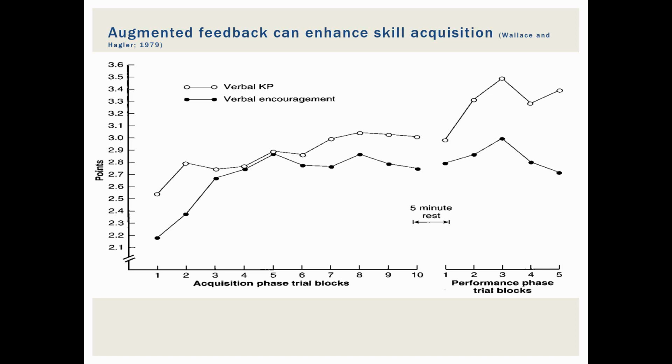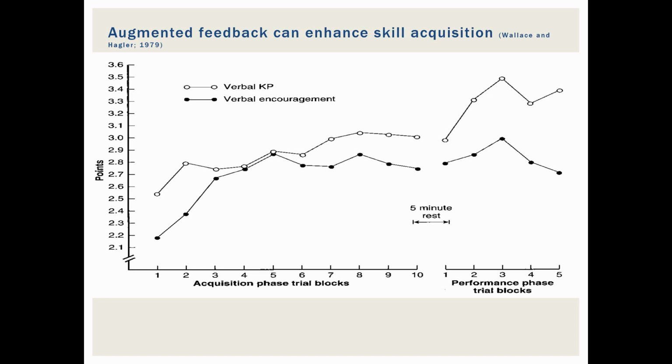Augmented feedback can also enhance skill acquisition. In this category, we're not necessarily saying that it's absolutely needed, but it can help accelerate skill acquisition. So in this particular study, Wallace and Hagler investigated how augmented feedback can enhance skill acquisition. Participants learned to shoot a basketball with one hand, which was the non-dominant hand. In other words, they were engaging in an entirely novel skill. They were doing that either by receiving verbal knowledge of performance, which might be a coach who tells them how to perform better, or they were receiving verbal encouragement.